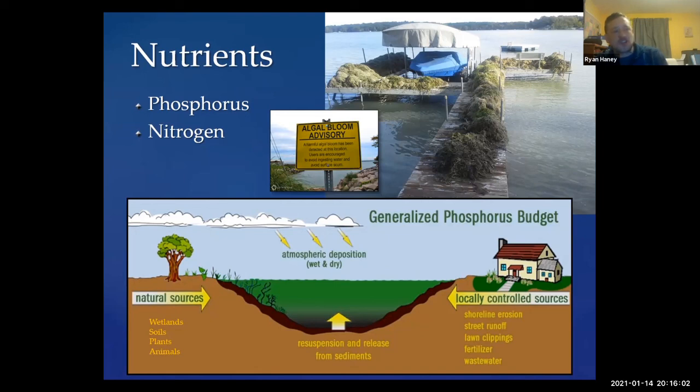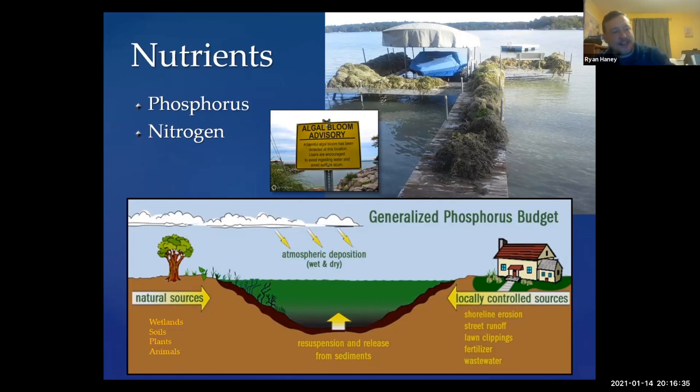Sources of phosphorus include when plants and animals die and decay at the bottom, they kick off phosphorus. Wetlands release a lot of phosphorus when they release their water, and phosphorus really likes to bind to soil particles. So anytime you get erosion or runoff in a storm, any soil particles or sediment that's running into the lake is typically carrying phosphorus with it and adding to that nutrient budget.